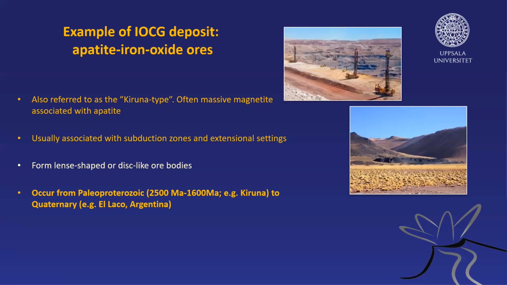And they occur from the Paleoproterozoic. We are talking about 2,500 million years to 1,600 million years. And that is the case for the Kiruna deposit. But we also have quaternary deposits, and that is the case of El Laco in Argentina.